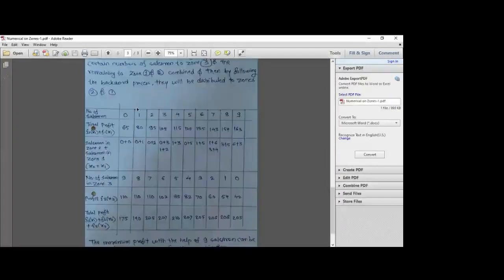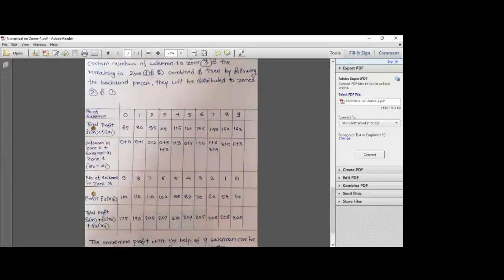Similarly, if I'm putting only one salesman considering zone 1 and zone 2, how many salesmen are left? So 8 salesmen are left, so I can put 8 salesmen in zone 3. Similarly, if I'm putting 2 salesmen considering zone 1 and zone 2, I can put 7 salesmen in zone 3. If I'm putting only 3 salesmen considering zone 1 and zone 2, I can put 6 salesmen in zone 3. If I'm putting 4 salesmen considering zone 1 and zone 2, I can put 5 salesmen in zone 3.